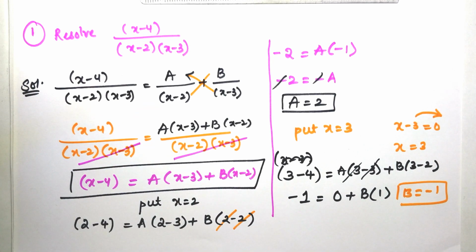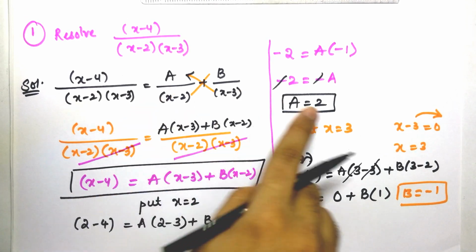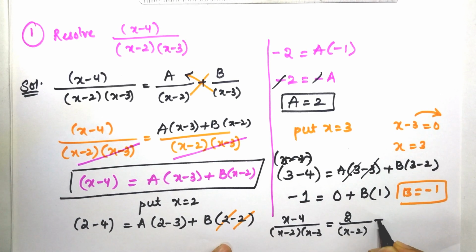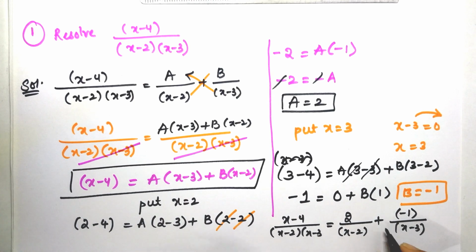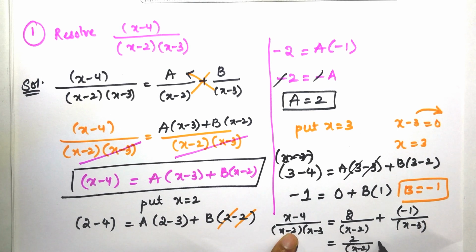Now let us substitute the values here. So (x minus 4) by (x minus 2)(x minus 3) is equal to, the value of a we got is 2, so 2 by (x minus 2) plus, here the value of b is minus 1, so I'll write minus 1 by (x minus 3). Plus into minus is minus, so you can write this as 2 by (x minus 2) minus 1 by (x minus 3).